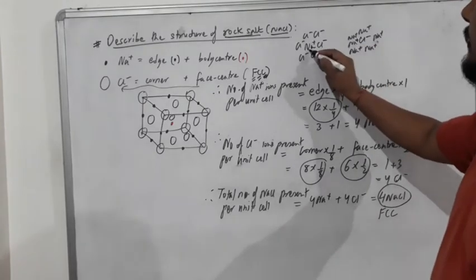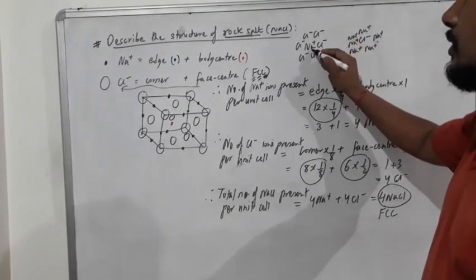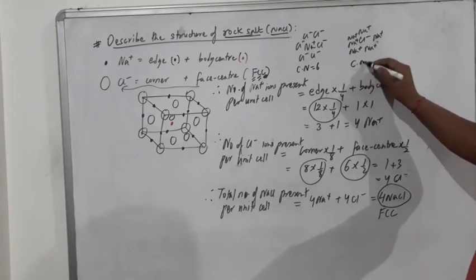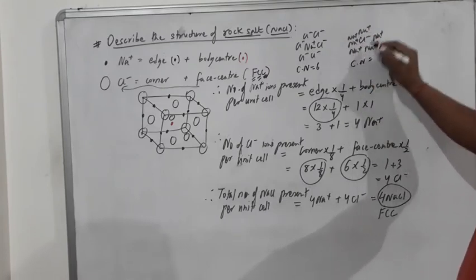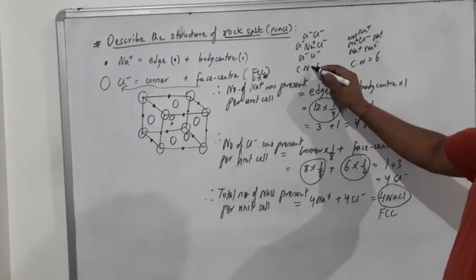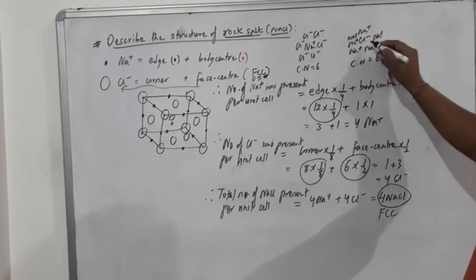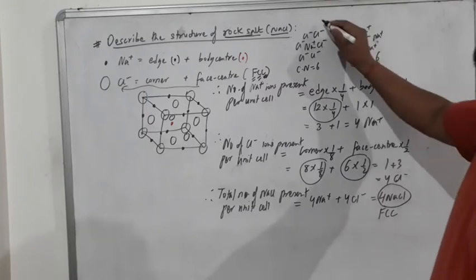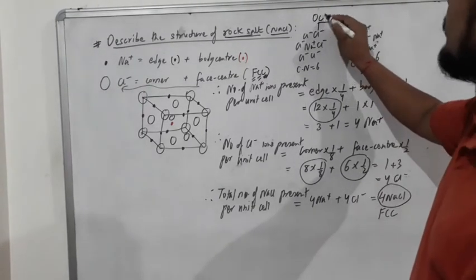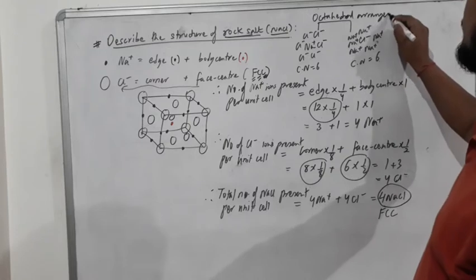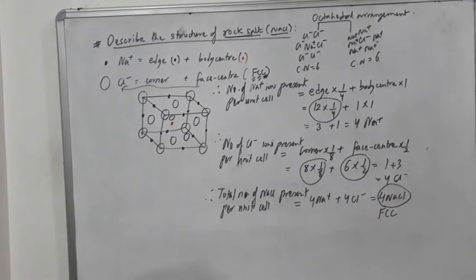Since one sodium is surrounded by 6 chloride ions, the coordination number of the sodium ion with respect to chloride ion is 6. Similarly, the coordination number of one chloride ion, which is surrounded by 6 sodium ions, is again 6. Therefore, we can say that those which have coordination number 6 have what kind of arrangement? They have an octahedral arrangement. Okay. So do remember, sodium ion has what kind of arrangement?